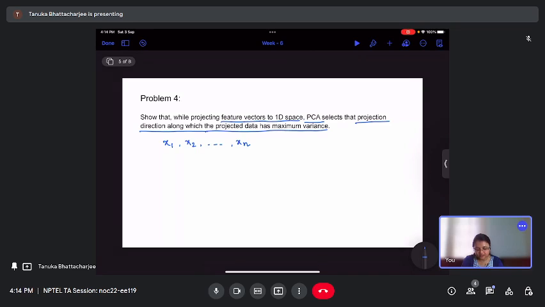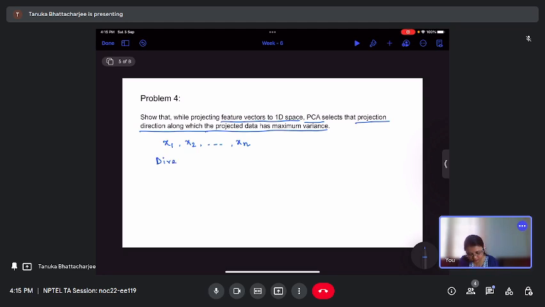And let us say these are some d dimensional feature vectors, you are trying to project it to 1D space. Now you are trying to find that projection direction along which if you project this data, it will have maximum variance.